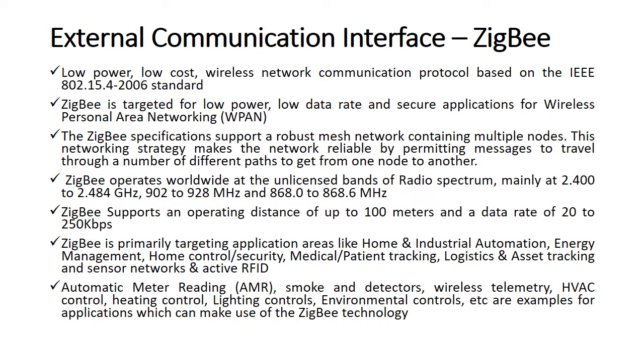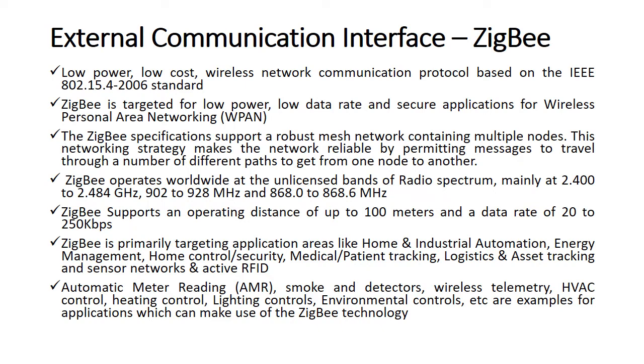ZigBee operates worldwide at the licensed bands of radio spectrum, mainly at 2.4 to 2.484 GHz, and also 902 to 928 MHz and 868 to 868.6 MHz. ZigBee supports an operating distance up to 100 meters and a data rate of 20 to 250 kilobits per second.